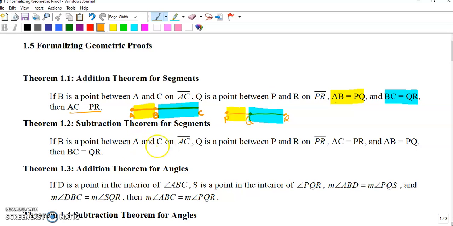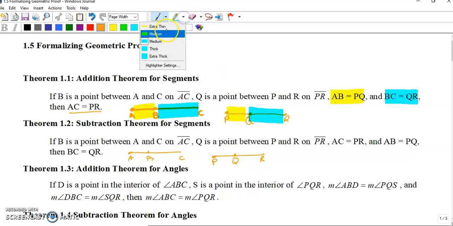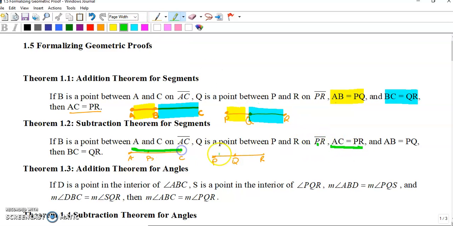So the subtraction one is exactly the same. It's just giving you the whole thing. They're saying the whole things are the same. Same sort of stuff. B is between A and C. But this time Q is between P and R. But this time they're telling us, use a thinner one here, that AC, the whole thing, is the same size as that whole thing. And then AB and PQ are the same. The result should be that the other two pieces are the same.